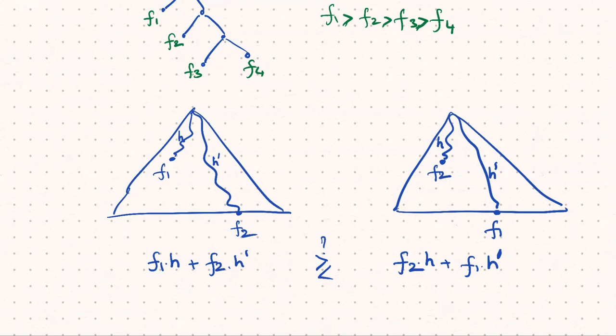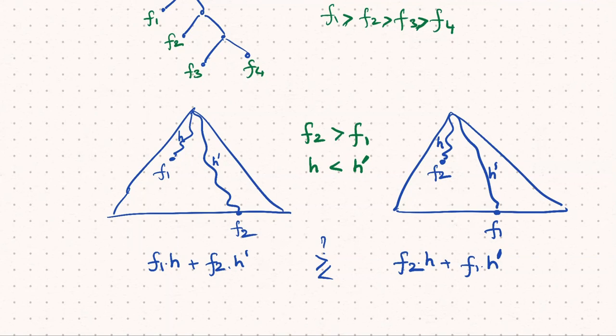I'll let you figure this out. It's a simple calculation. I need to give you a key piece of data here: let me formally say that F2, the frequency of 2, is greater than the frequency of 1, and the height H is less than the height H dash. So suppose this is the case. F2 has a higher frequency.